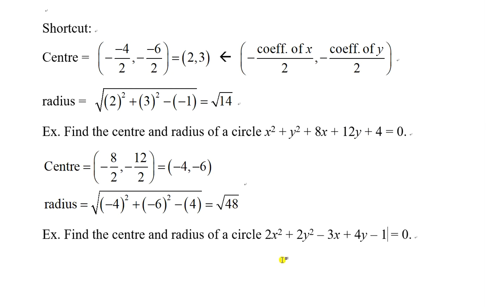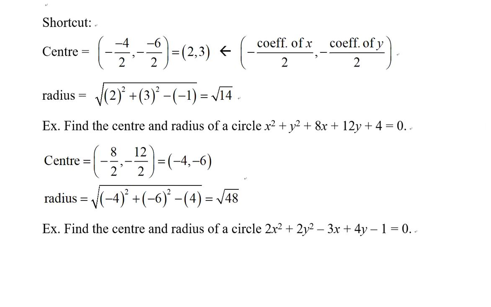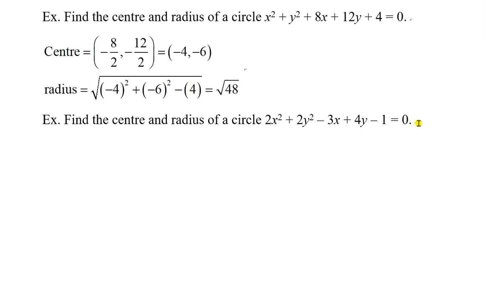Okay, for the next one, you try this. Find the center and radius of a circle: 2x squared plus 2y squared minus 3x plus 4y minus 1 equal to 0. First of all, when you look at this equation, the main problem is the coefficient of x squared and coefficient of y squared are both 2, not 1. So you need to divide all terms by 2.